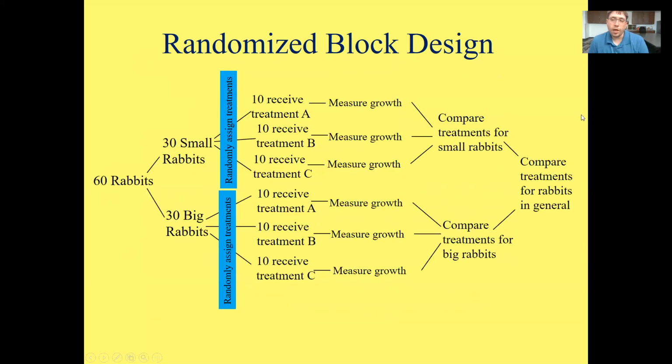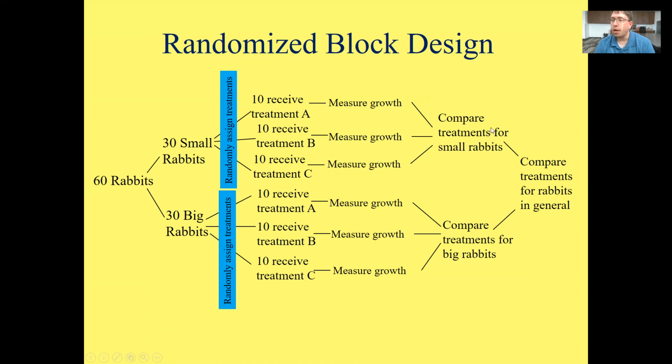So it's basically now 2 experiments in one, 2 randomized experiments in one. So I have my initial 60 rabbits for my experimental units. I broke them up small and large in their own group. Then I randomly assigned them A, B, and C. So this time 10 get A, 10 get B, 10 get C. Measure the growth of each of those groups, and then compare the treatments for the small rabbits. Do the same thing for the big ones, 10 get A, 10 get B, 10 get C. Measure their growth, compare the treatments for both rabbits.